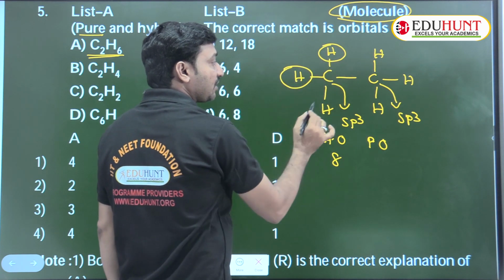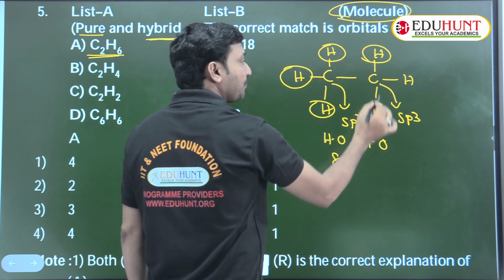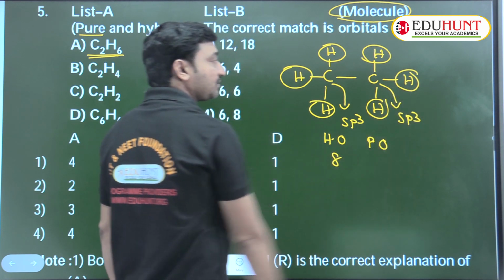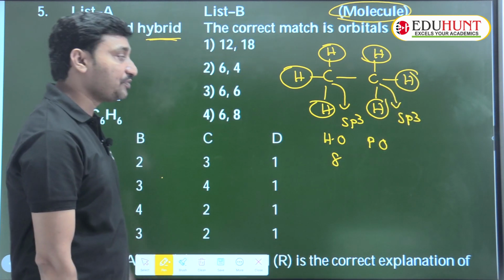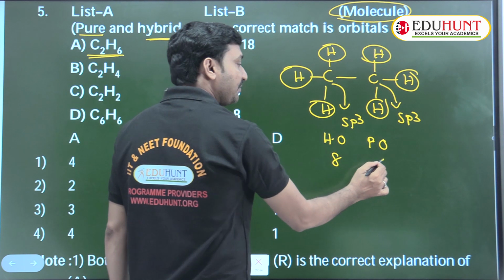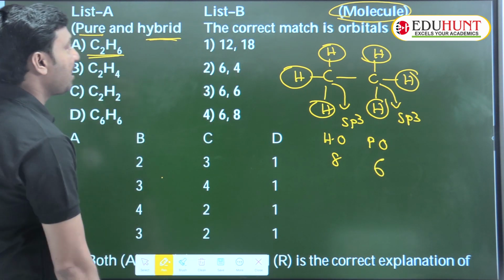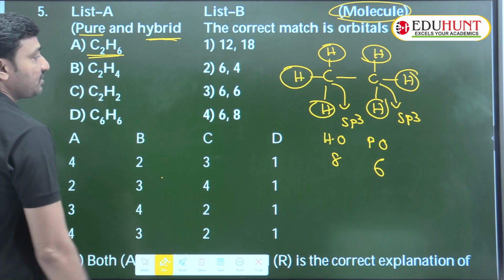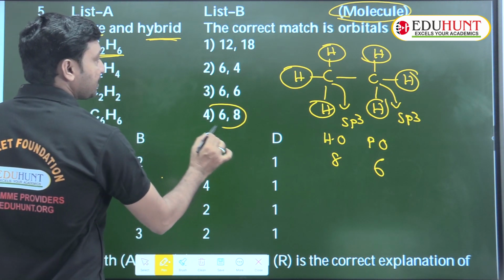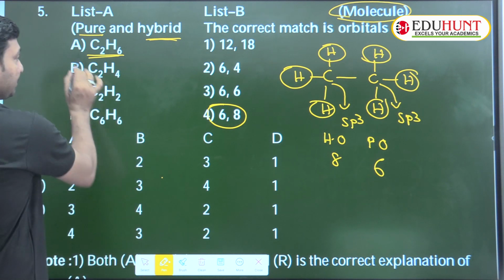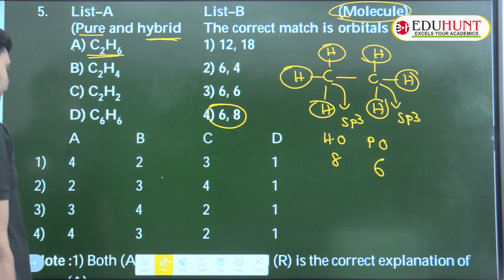Hydrogen is also not hybridized, so hydrogen is also a pure orbital. How many hydrogens are there? 6 hydrogens, so 6 pure orbitals. So finally hybrid orbitals 8, pure orbitals 6. So A matches with 4, A4.